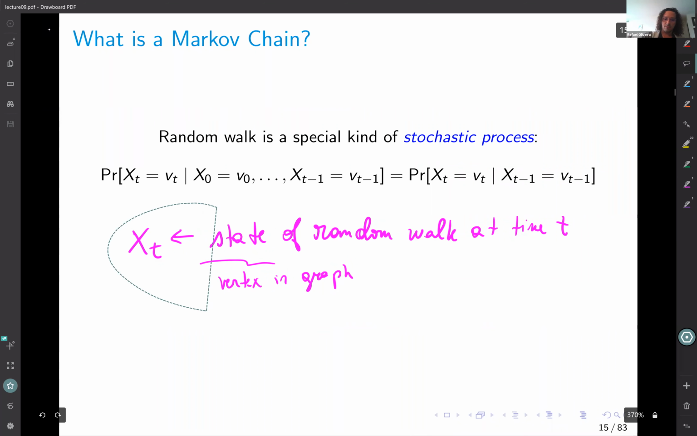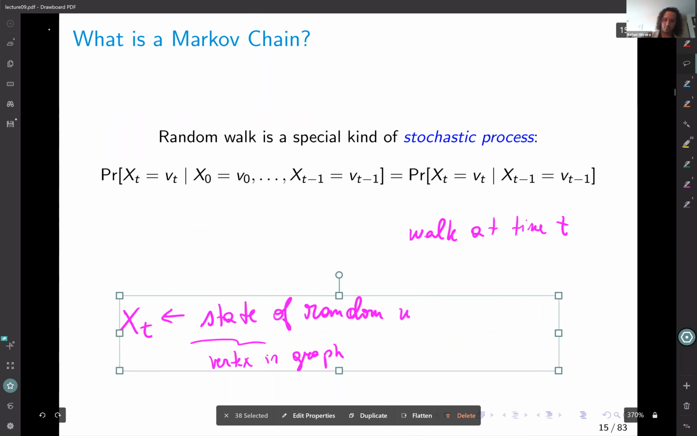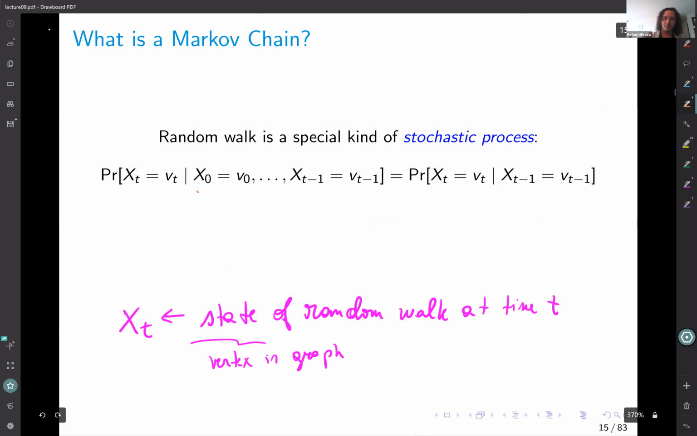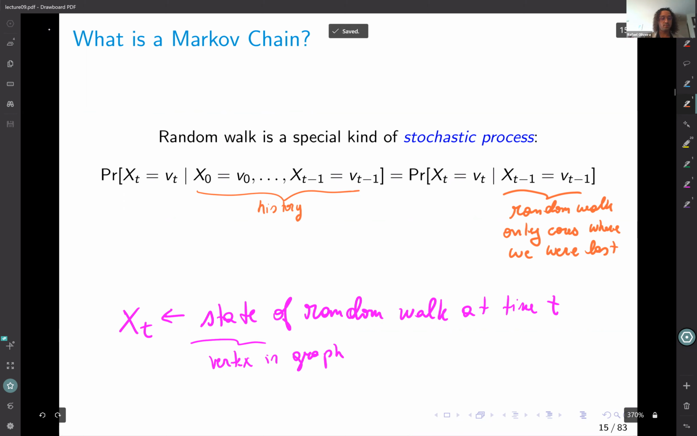Let me move this around. So this here is all the history. But if you think about it, the random walk ignores most of the history, right? The random walk only cares where we were last. Does that make sense?